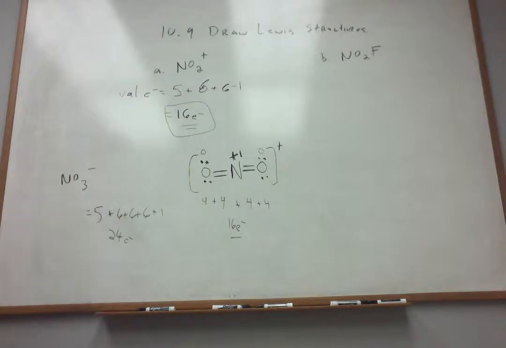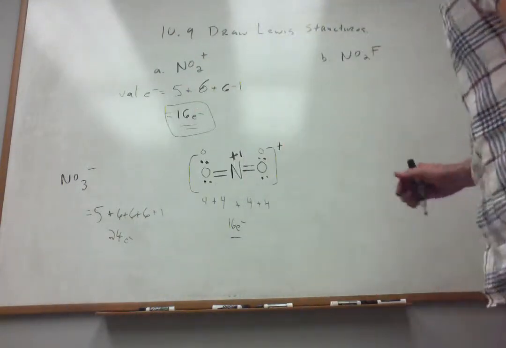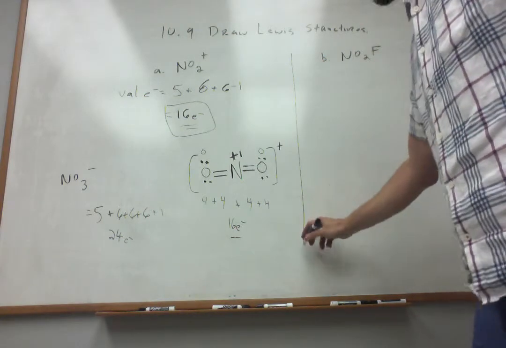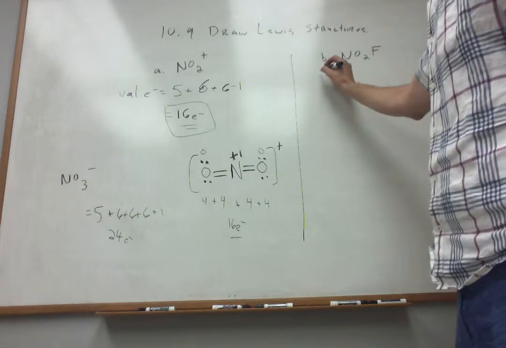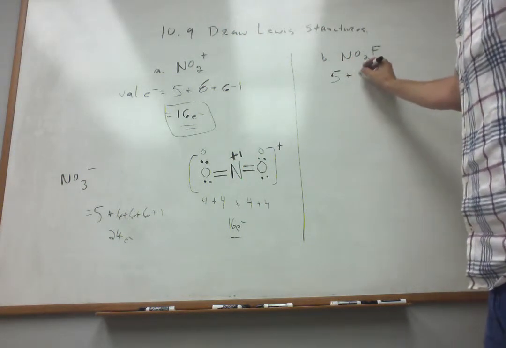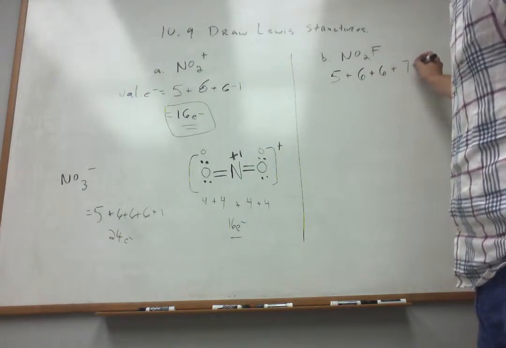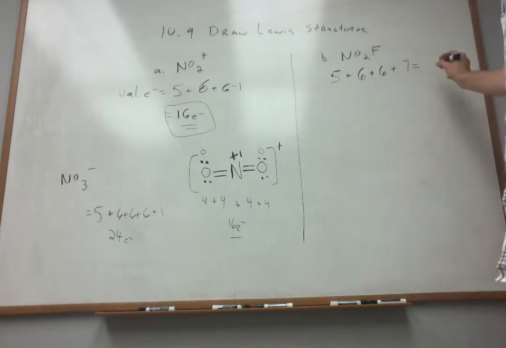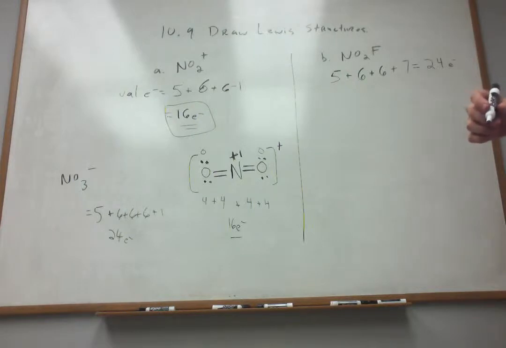All right, so that's the first half of this problem. Now the second half is a different compound, NO2F, but you go through the same exact process. Nitrogen's got 5 valence electrons from the periodic table. Each oxygen's got 6, and my fluorine's got 7. If I add all those up, I've got 24 electrons to build my molecule with.